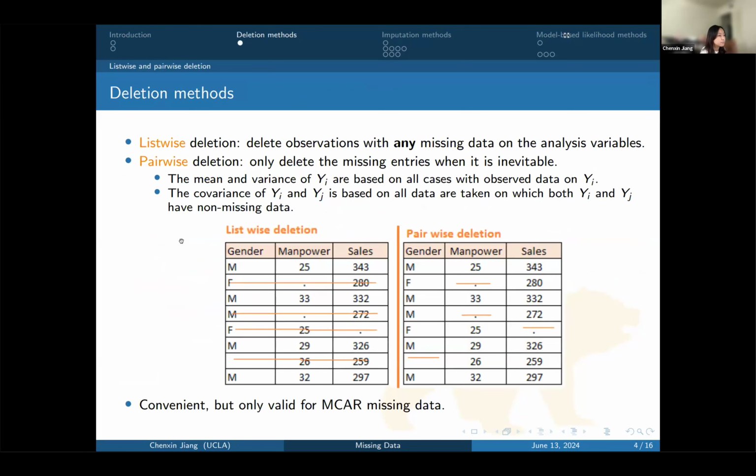So here comes the first approach to missing data. It is simply deletion. We have listwise deletion and pairwise deletion, as the graph will illustrate, so I will not go through the details of this method. It is very convenient and simple, but the deletion method is only valid for MCAR missing data, so it is not so useful in practice.